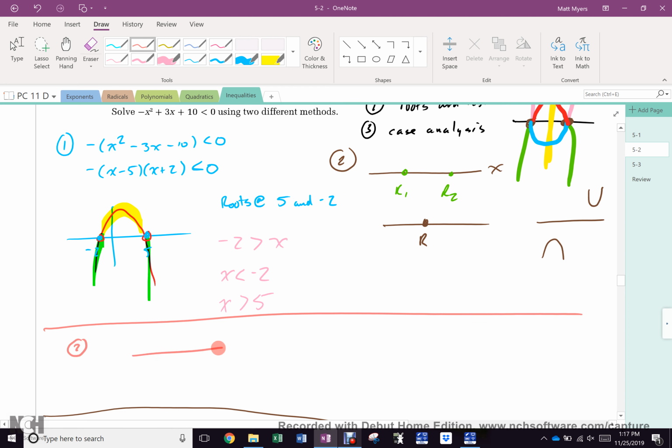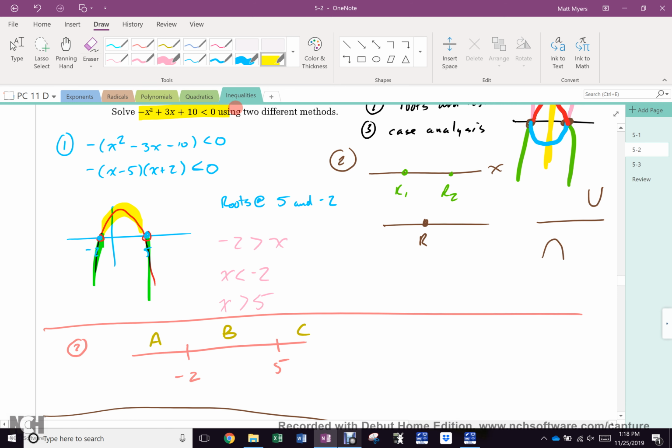Number 2, our x-axis has been split into 3 spots, and I just check 3 points. I could check any point there, any point there, and any point there. If I check 0, if I know what I am doing, is that enough to check just 1 point? Well, let's check.